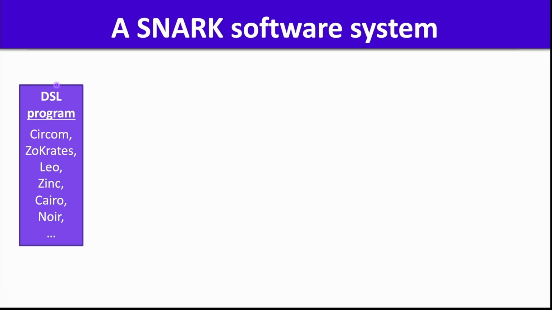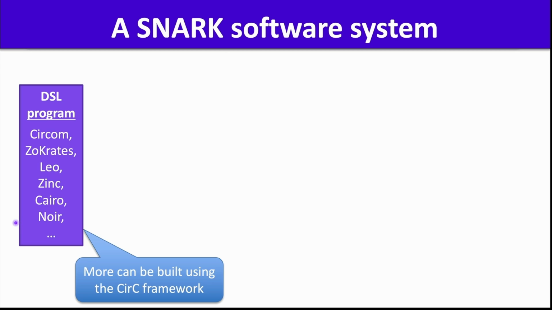So instead, what developers will do is they will write a program in what's called a domain-specific language, and there have been many such programming languages developed, like Circom, Zokrates, Leo, Zinc, Cairo, and Noir. And in fact, there's a framework now called CirC that, if you want to build your own DSL for one reason or another, you can use to very quickly build a custom DSL for writing things that will later be proved using a SNARK.